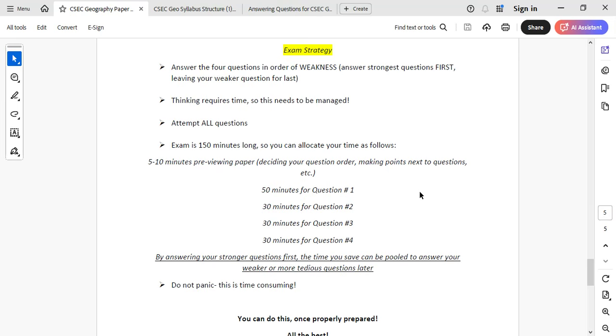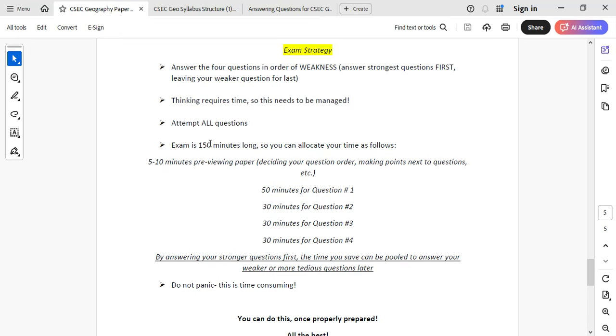And if you only answer 2 questions fully, and you're hoping that you answer them properly, then you're not going to get marks for your other skills. So each of your 4 questions must be tested. Even if you don't finish each of the questions, attempt all of them, right? Your exam is 150 minutes.